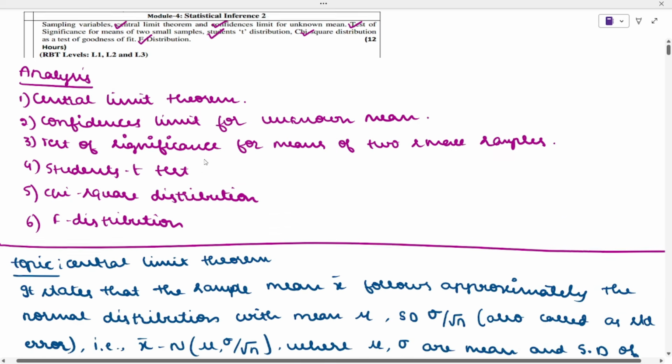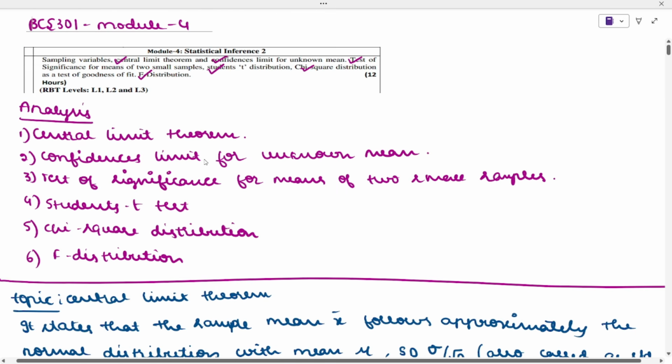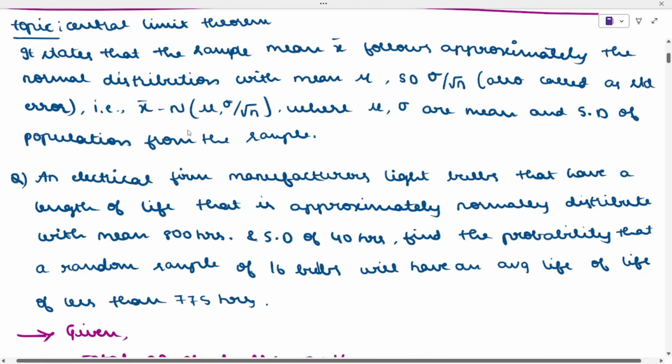Come, let's start with the video without wasting the time. We have to learn about the central limit theorem, confidence limit, test of significance, t distribution, chi square, and the F distribution. Now we will see first what is the central limit theorem.